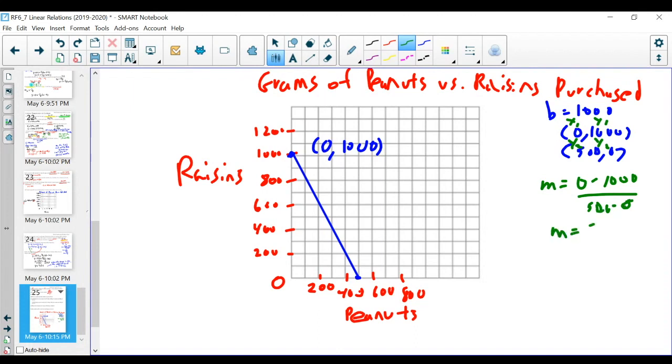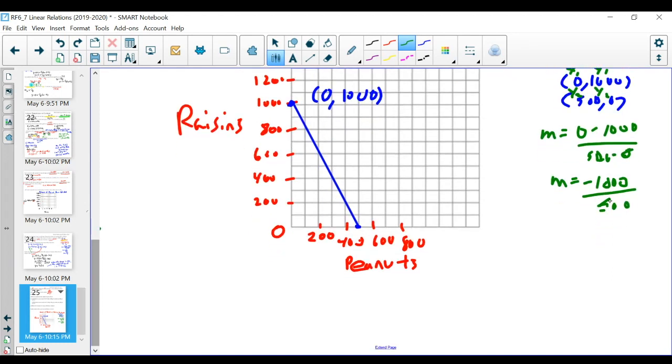And we know that we've got negative 1000 over 500, which means that I have a slope of negative 2. So my slope there is going to be negative 2.